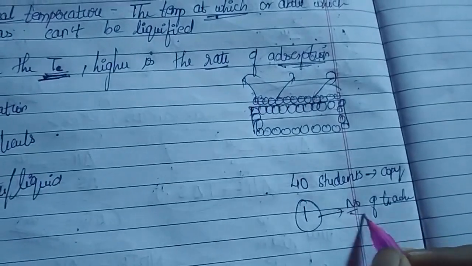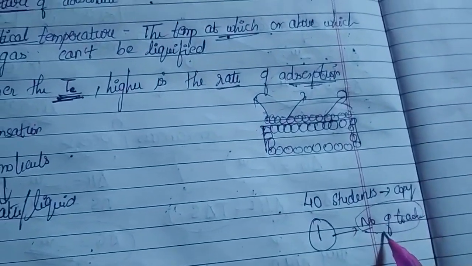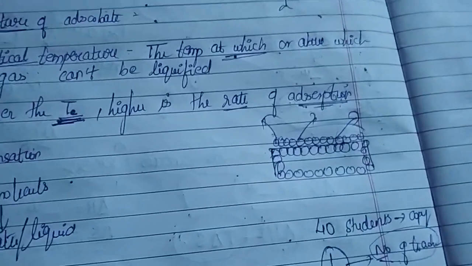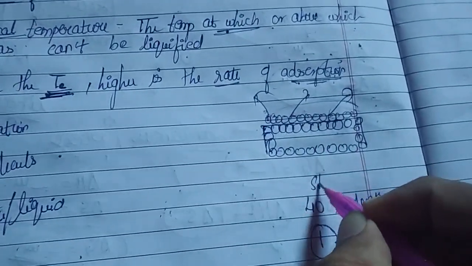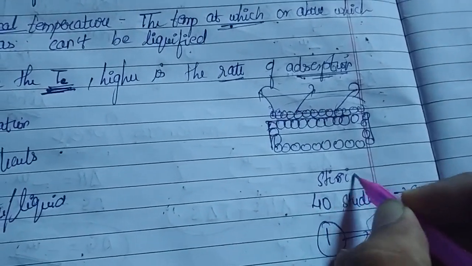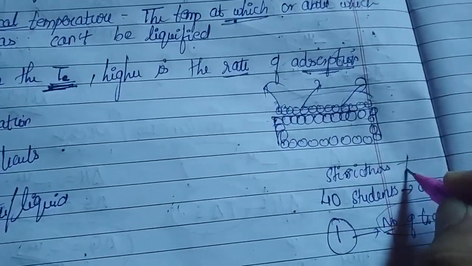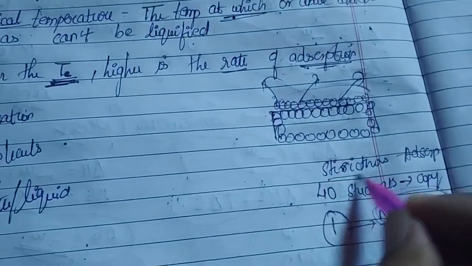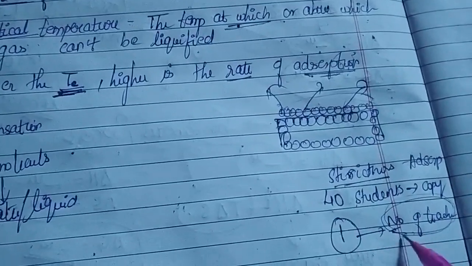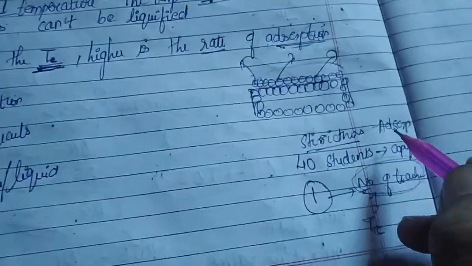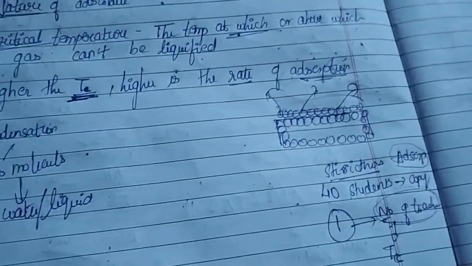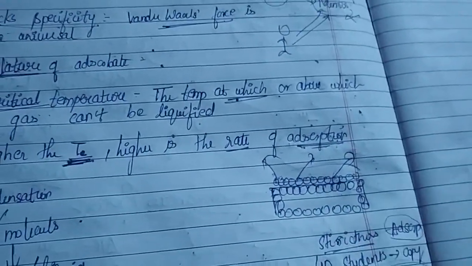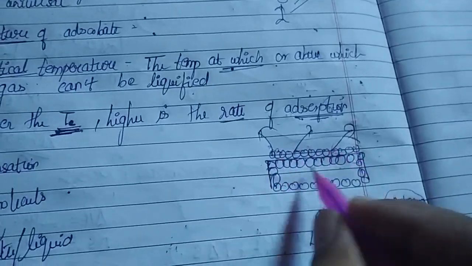The same way, if I take the number of teachers as the critical temperature, the strictness goes on increasing. If I take the strictness as the adsorption rate, as the number of teachers increases, the strictness increases. Similarly, as the critical temperature increases, the extent of adsorption also increases. The same scenario.